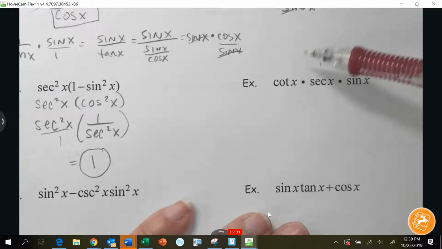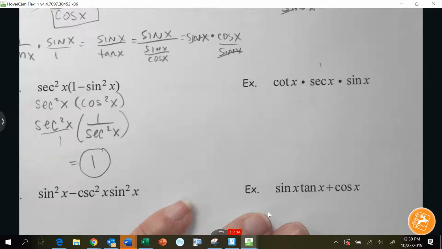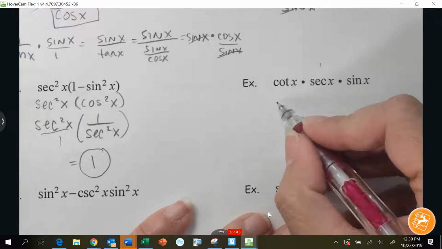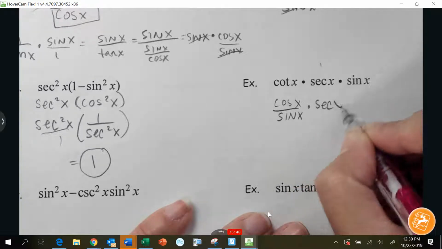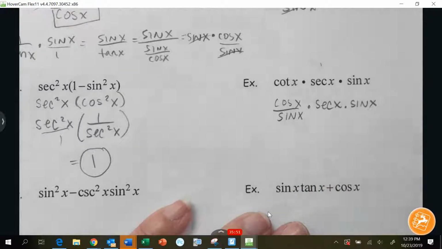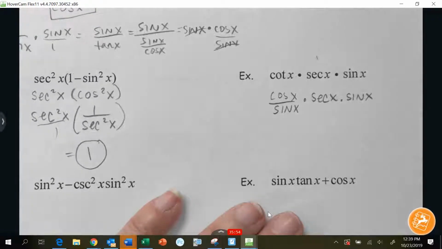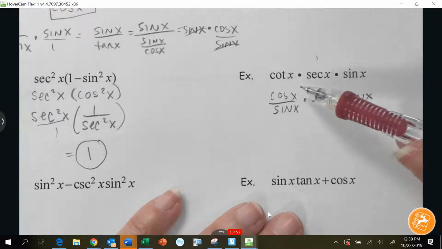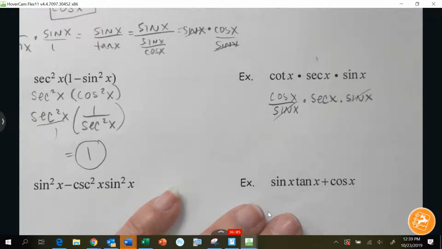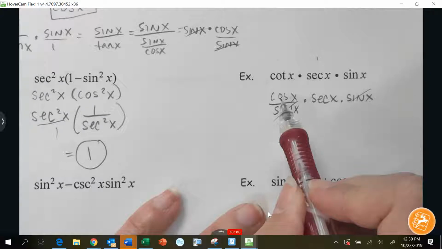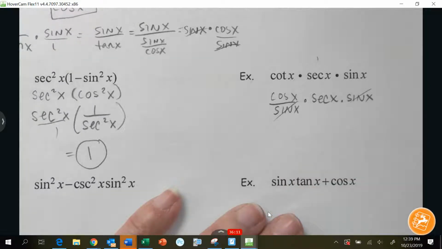Do you know what cotangent equals? Can you say it a little louder? Oh, okay. So cotangent is cosine x over sine x. So if we change that, do we now see maybe a path? If we change just cotangent, we don't have the whole direction yet, but I know that cotangent is cosine over sine. Do you see how these sines are going to cancel? So what happens if I'm left with cosine x times secant x? What could I do now?